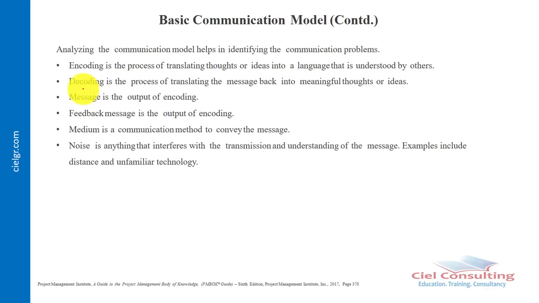And then of course, remember we mentioned that encoding is the process of translating thoughts or ideas into a language that is understood by others, while decoding is the process of translating the message back into meaningful thoughts or ideas. The message is the output of encoding, while feedback message is the output of the receiver's encoding. Then also medium is the communication method to convey the message, while noise is anything that interferes with the transmission and understanding of the message. Examples include distance as well as unfamiliar technology.